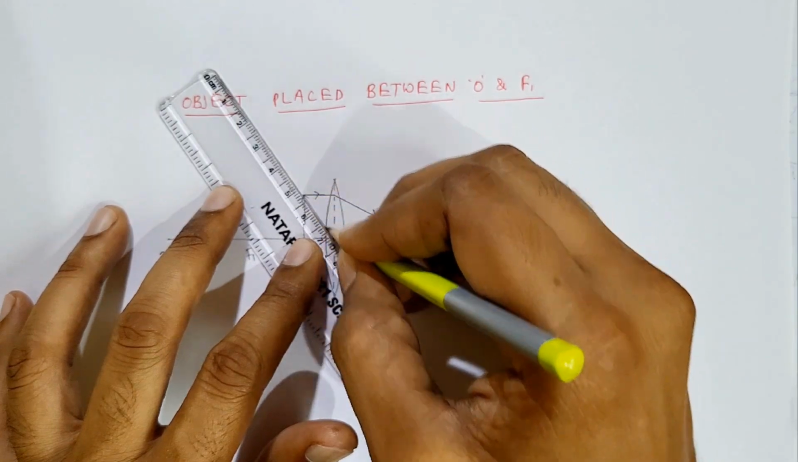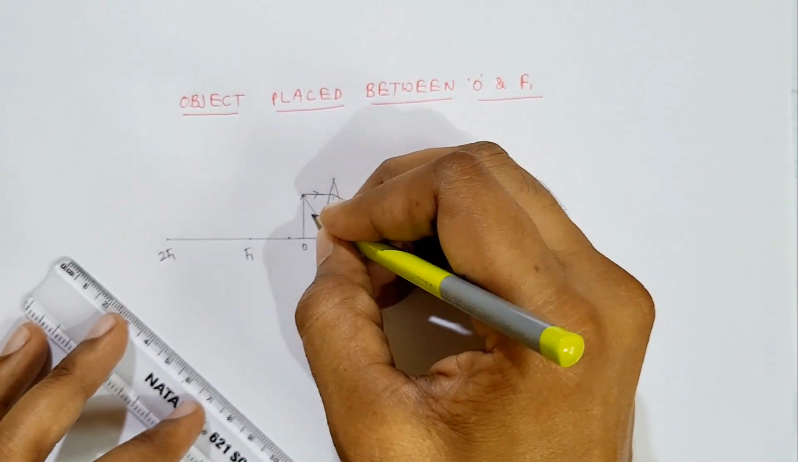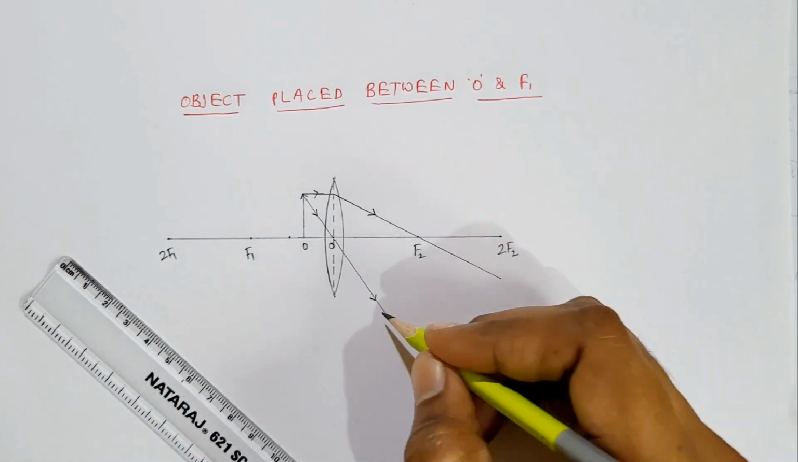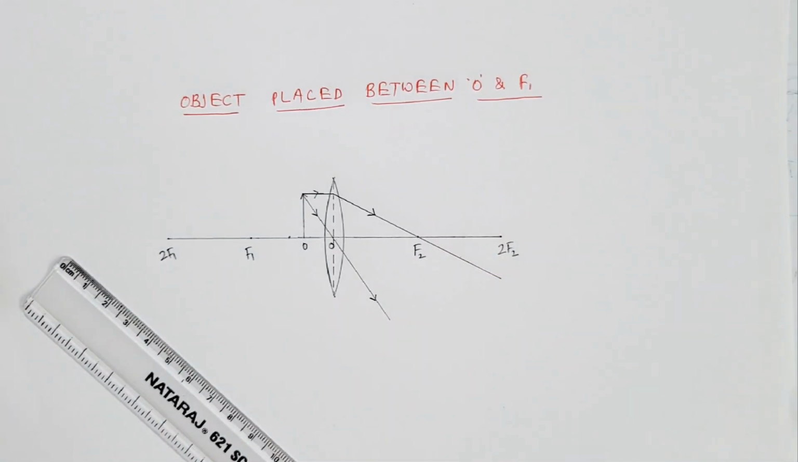Okay, through optical center. Now if you look at these two refracted light rays, this is one refracted light ray and this is another refracted light ray. Are they going to meet anywhere? They will never meet anywhere. Why? Because those two are diverging light rays. Diverging light rays will never meet anywhere.